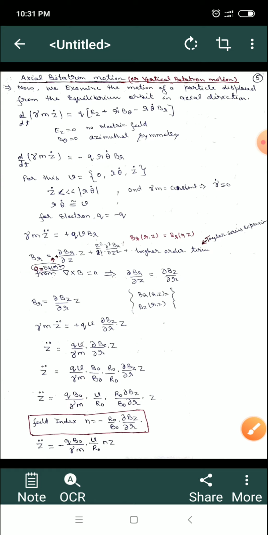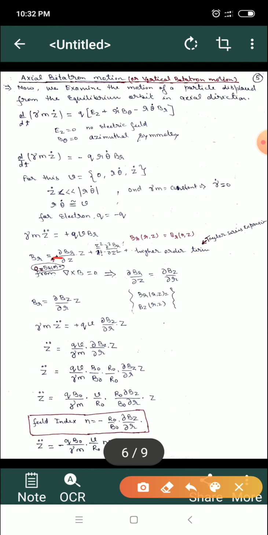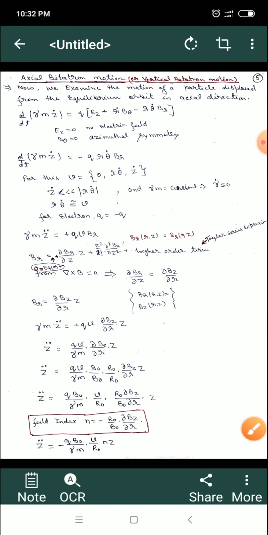If we do the Taylor series expansion of the radial magnetic field, we get B_r is equal to B_r0 plus del B_r upon del z times z plus z squared upon factorial 2 times del squared B_r upon del z squared, plus higher order terms. Here B_r at z equals 0, the first term B_r0, is equal to 0. That is why I have written this term in a small circle. So the first term is equal to 0.